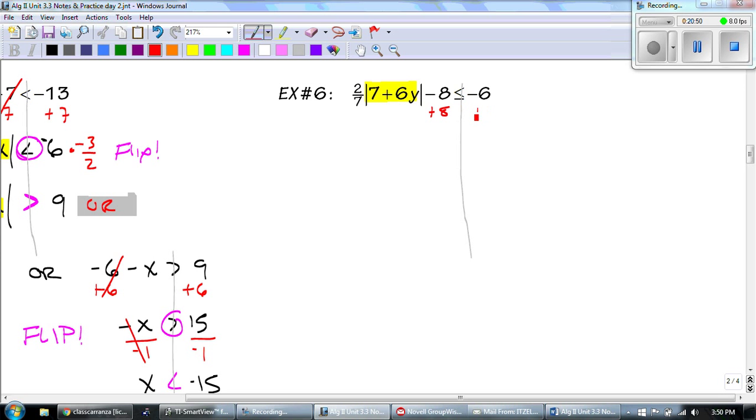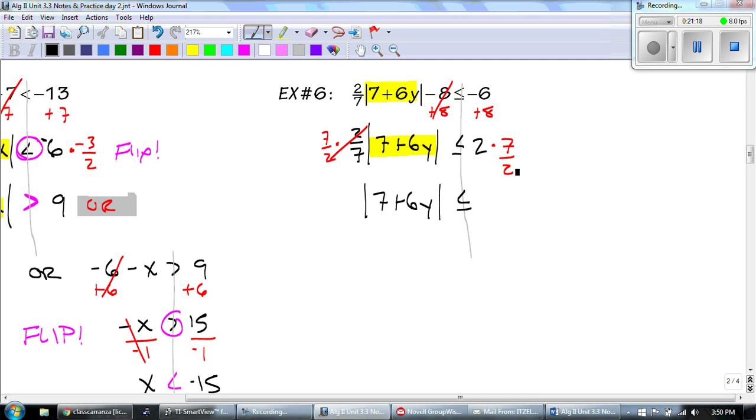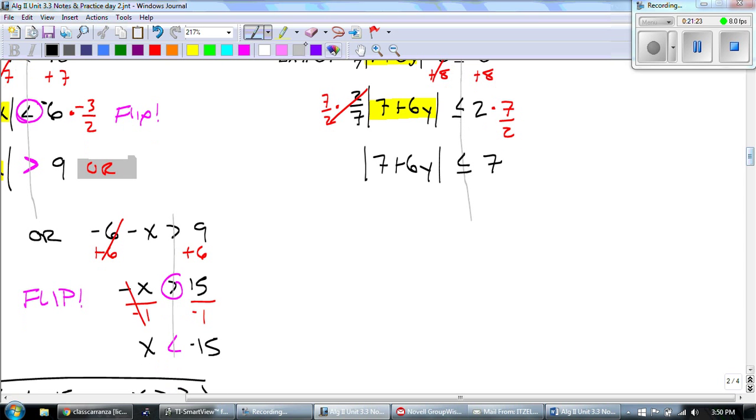Add the 8 to both sides. We get 2 over 7 times the absolute value of 7 plus 6y is less than or equal to 2. And then multiply by the reciprocal. You should be able to do that in your head. I don't flip anything. 2 times 7 is 14. 14 divided by 2 is 7. Okay, and that is less than. So we're going to do and.